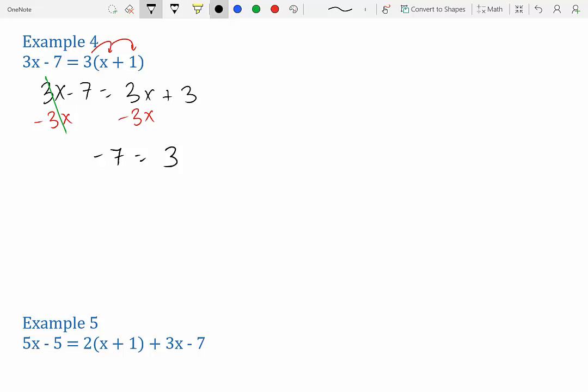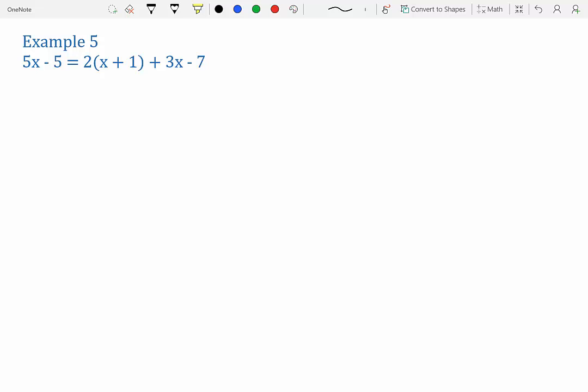Negative 7 never equals 3. That's impossible. So because that's impossible, it's no solution. Anytime one side doesn't equal the other, you can't do it. It's impossible, so it's always going to be no solution.